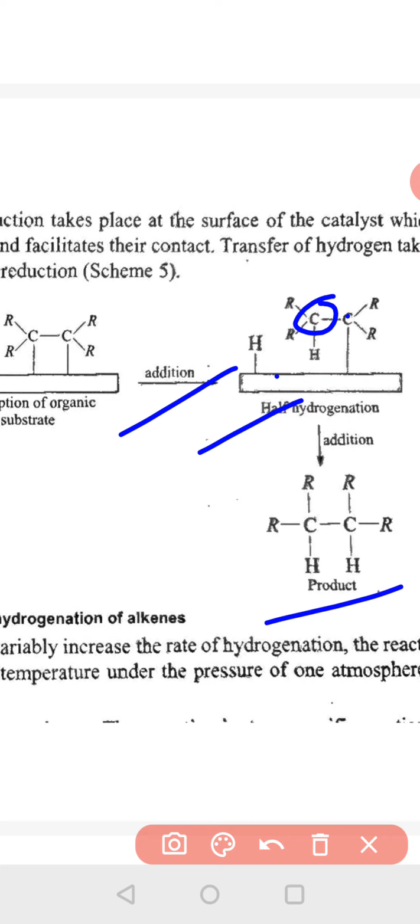Although elevated temperature and pressure invariably increase the rate of hydrogenation, this reaction can take place in a satisfactory manner at room temperature also.